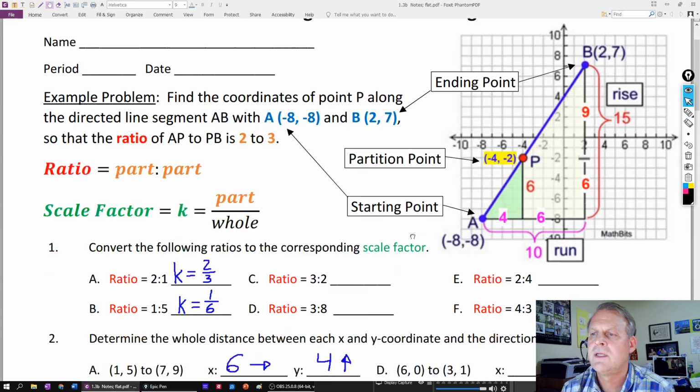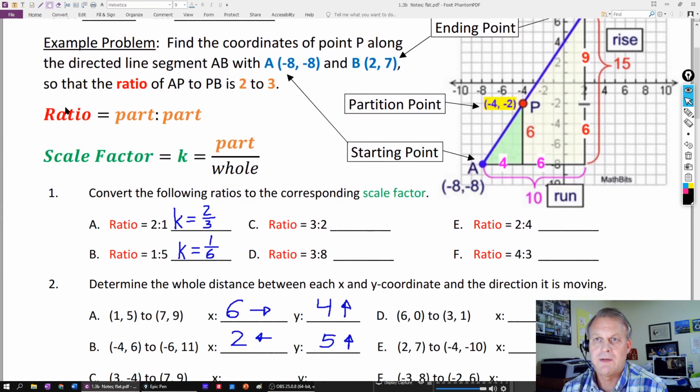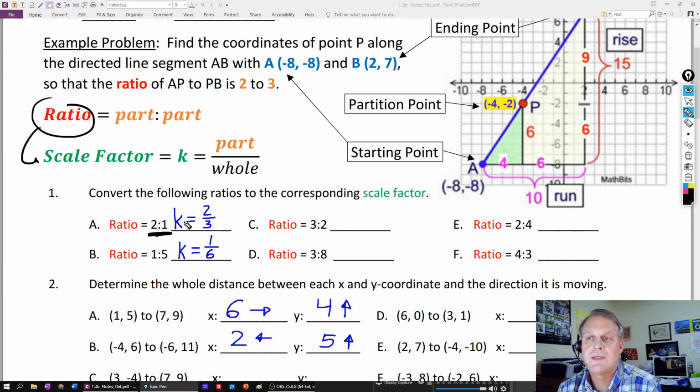Let's practice converting from a ratio to a scale factor. So I've done 2 of these here. They're giving us a ratio of 2 to 1, and we want to convert that to a scale factor. So remember, our scale factor is part over whole. The first part is 2, and over the whole, so how many total parts do we have in this directed line segment?